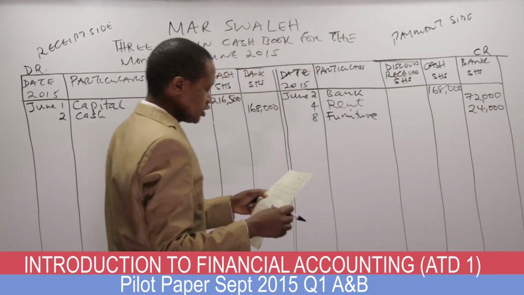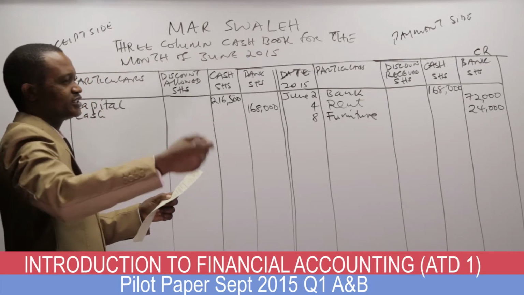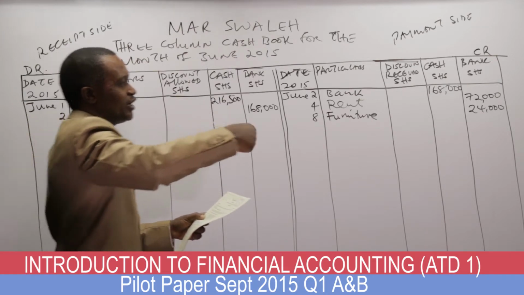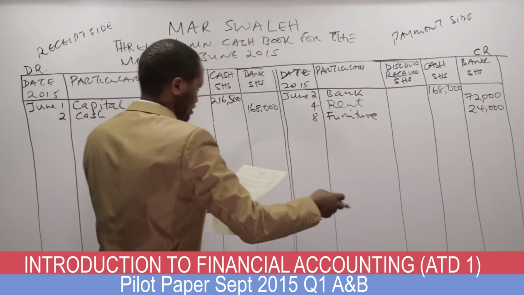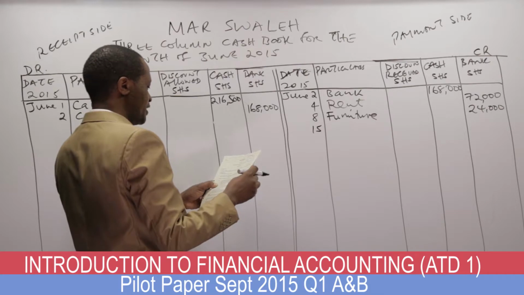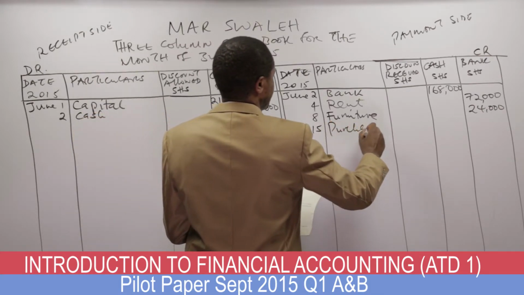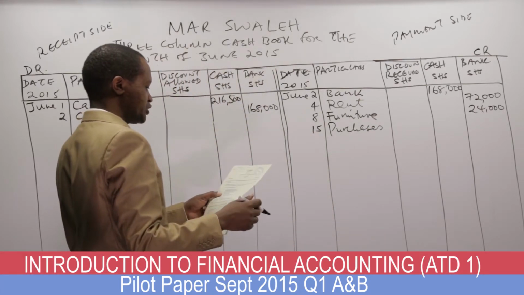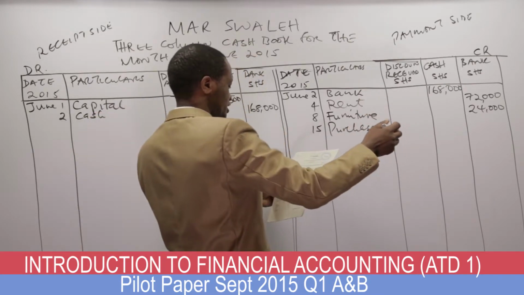On 15th, you are told purchased goods for sale. When you purchase, are you receiving money or giving out money? This is a payment. So on 15th again, there is a payment. These are purchases, meant for resale. So we record under the bank column again because it is by check.